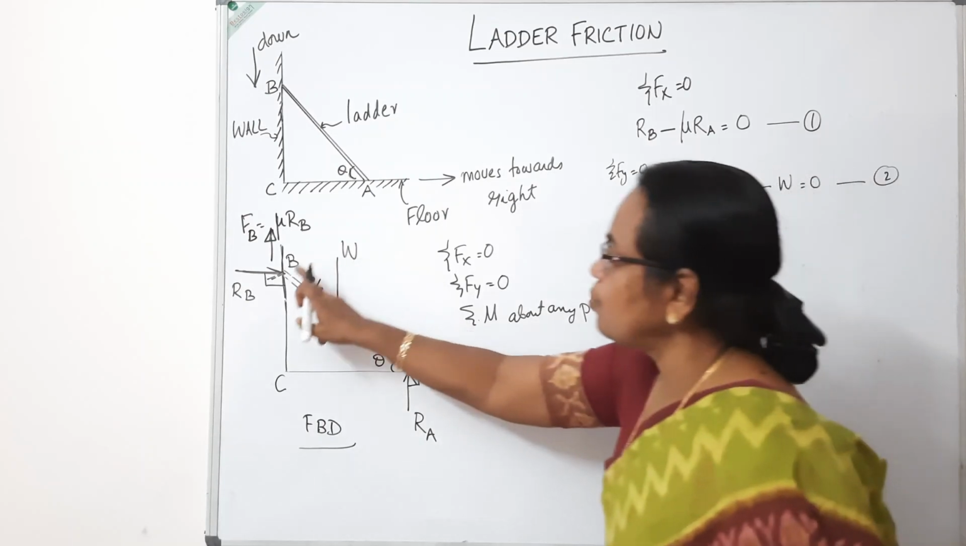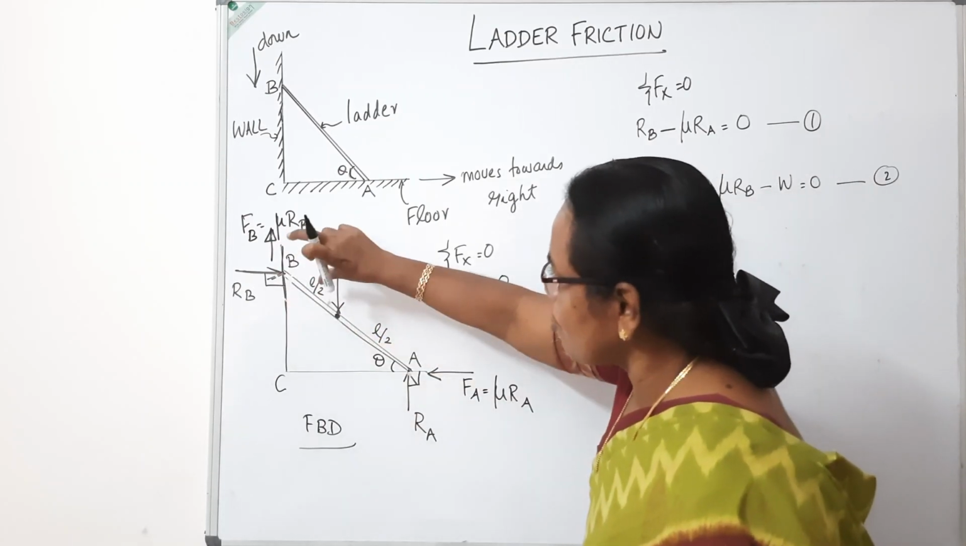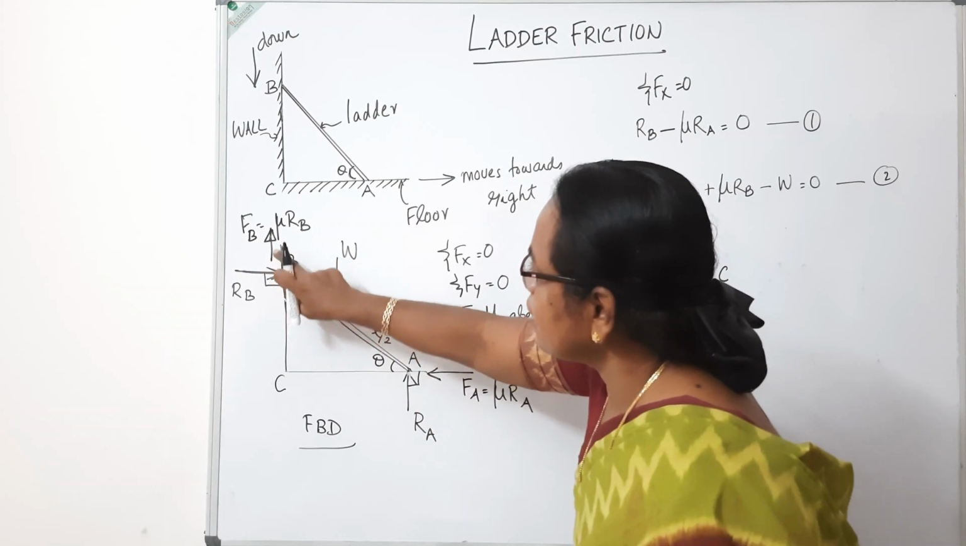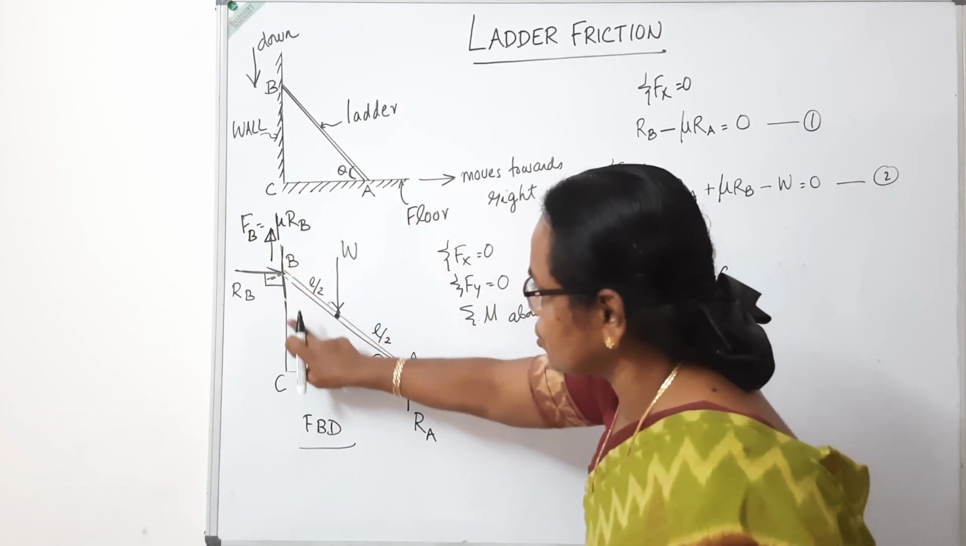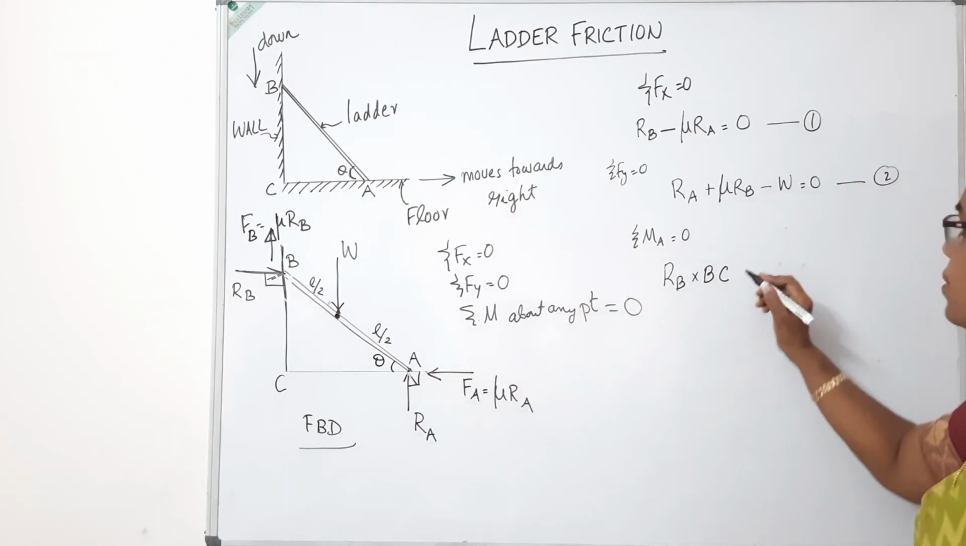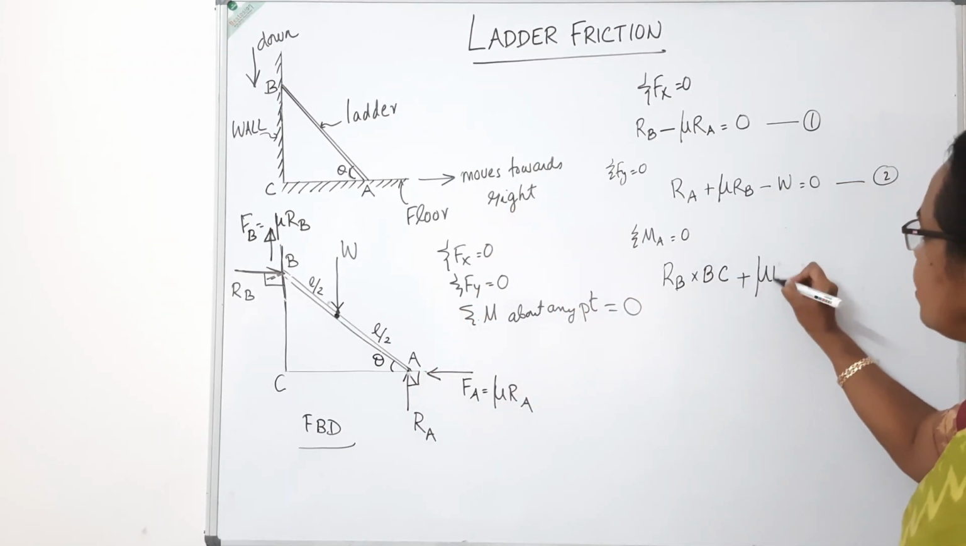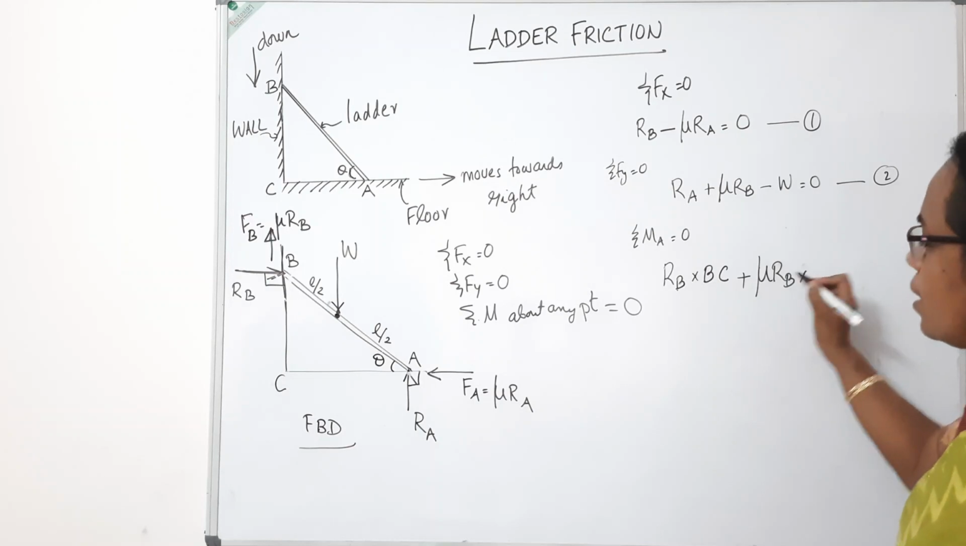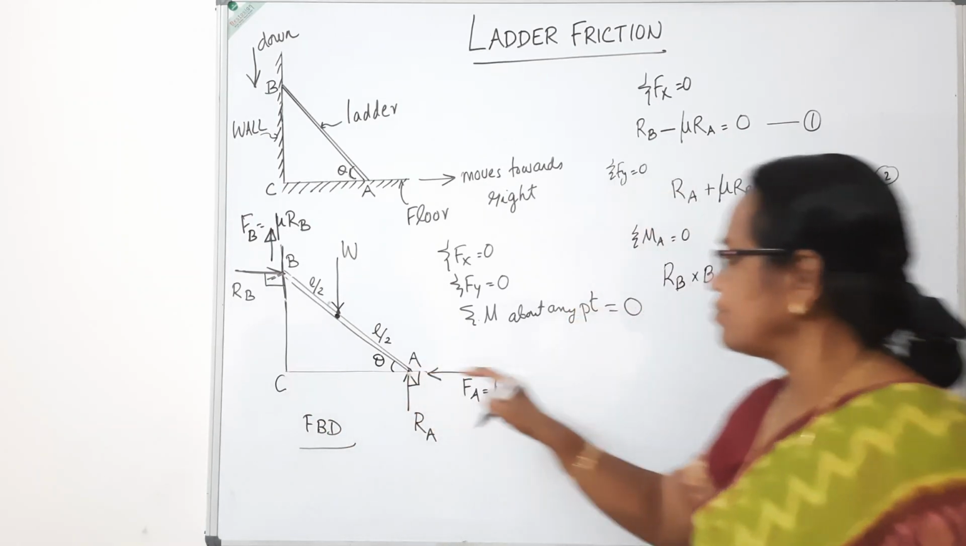Then what about this mu RB? This is mu RB, the line of action, and this is the perpendicular distance. That will also produce a clockwise moment, plus mu RB into the perpendicular distance CA.